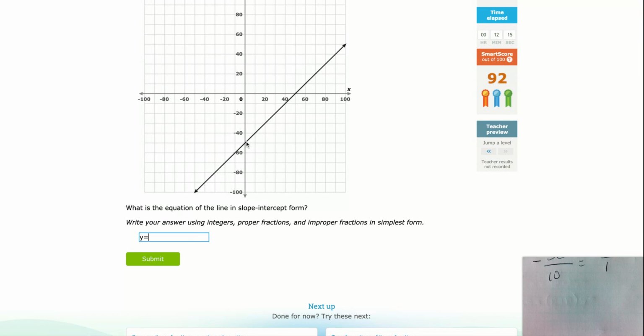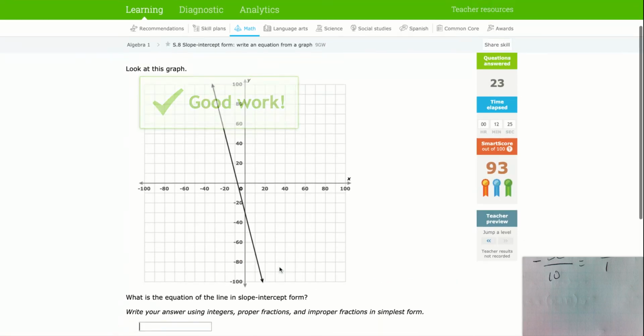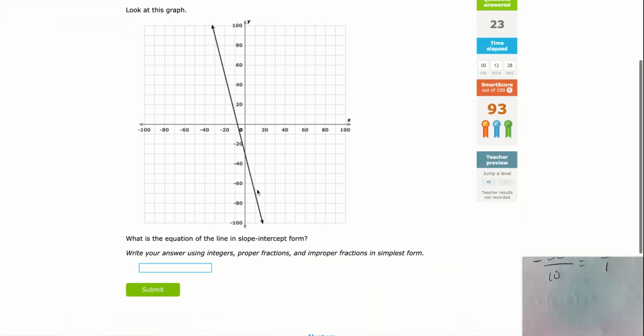Y equals, looks like I went from negative 50 to 50. Yep, so up 50 over 50. That's a slope of 1. So again, x, but I crossed at negative 50 for my y-intercept. Wow, they're throwing a bunch of easy ones after 90. That's funny. Y equals, it's a negative slope.